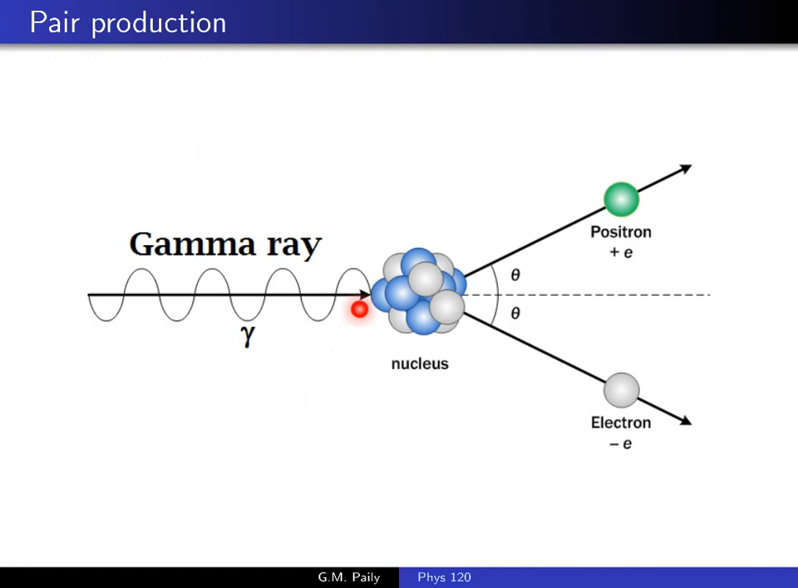We can see that before the collision, the gamma ray had a net charge of 0. And after the collision, the gamma ray is gone, and we have a pair of a positron and electron. And again, the net charge is 0. So charge is conserved, but we have also created two charged particles.